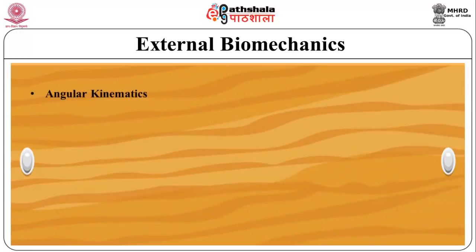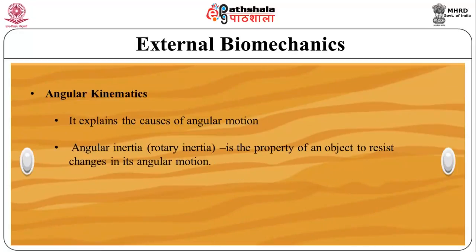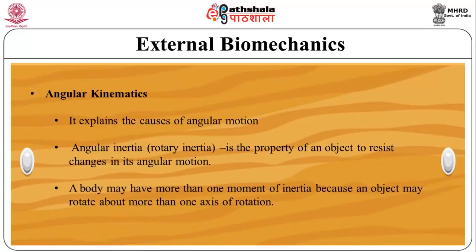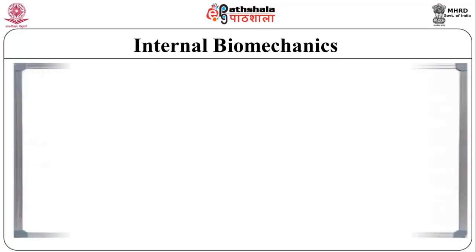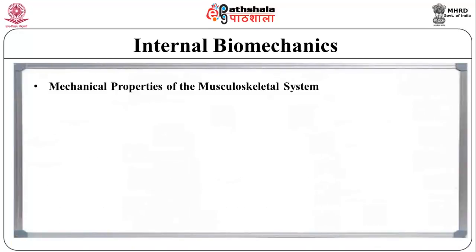Now, angular kinetics. It explains the causes of angular motion. Angular inertia, rotary inertia, is the property of an object to resist changes in its angular motion. A body may have more than one moment of inertia because an object may rotate about more than one axis of rotation.